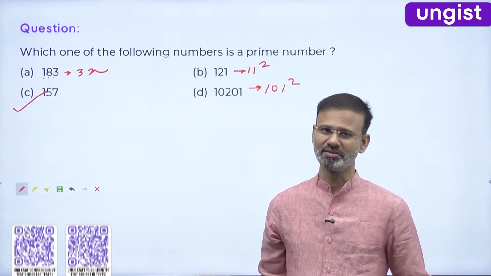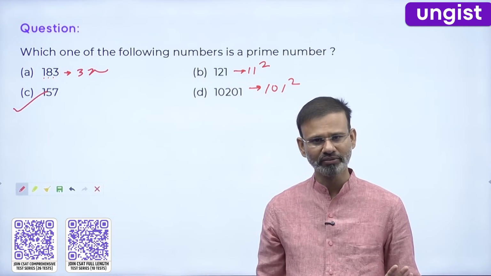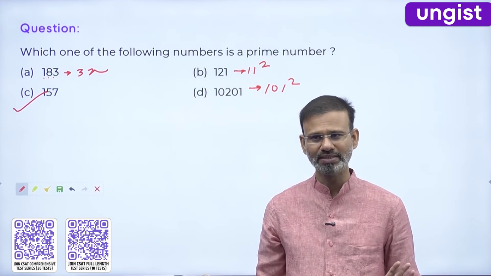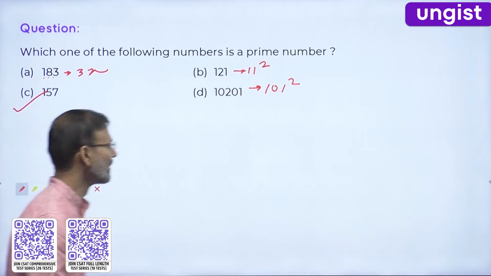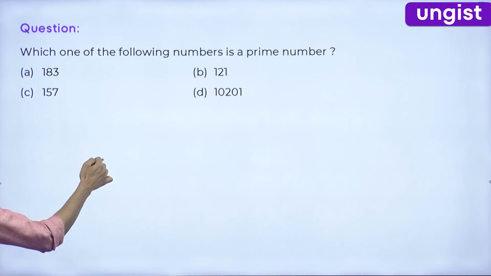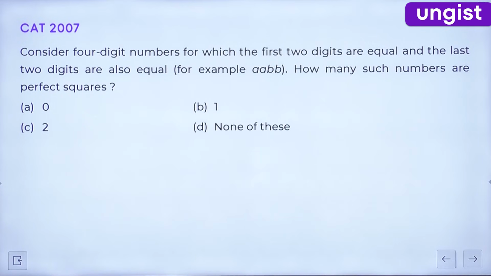I'll be solving the question like this. Comfortable, everyone? Guys, any doubt? Clear? Check. After that, now friends, just come to that question. It was CAT 2007. Right, everyone? It was CAT 2007.